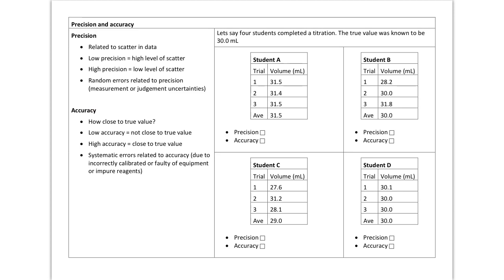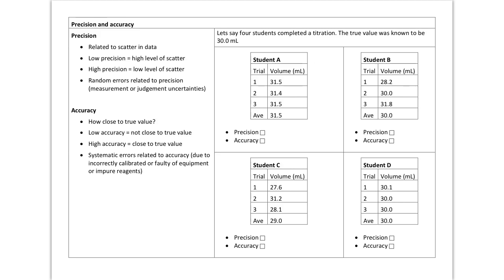So accuracy is about how close we are to the true value or the known value. A low accuracy will be not close to the true value, so you haven't got a very good answer. High accuracy means you're very close to the true value, so the correct value for that experiment. And the thing that mostly affects accuracy is systematic errors, and that can be due to incorrectly calibrated or faulty equipment, or in a titration it can also be due to impure reagents. So if your standard solution is supposed to be 1 mole per litre, but it's not 1 mole per litre because there's an impurity there, you're never actually going to get the right result.